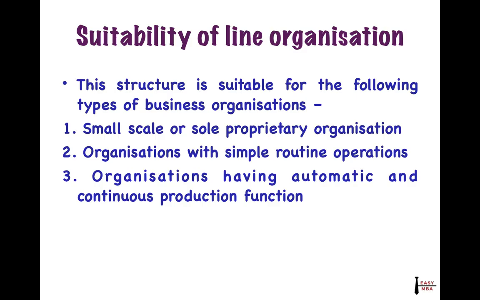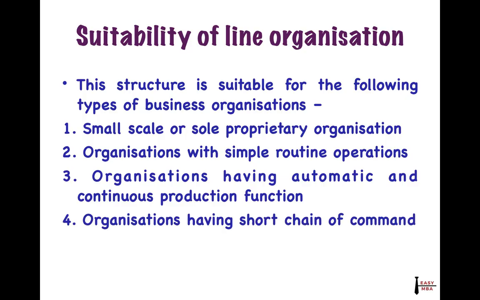Then also those types of organizations that have an automatic or continuous production function. For example, a biscuit manufacturing company, which is an automatic plant with a continuous function, manufactures biscuits on a day to day basis. In that kind of organization, where no automation or creative work is usually involved, the line organization structure is more suitable.